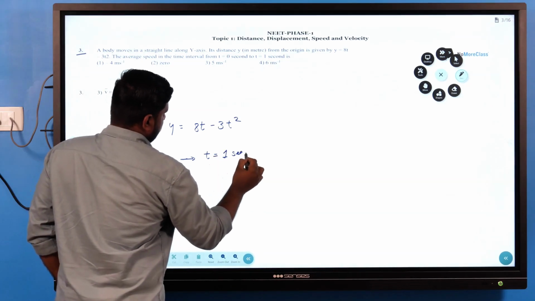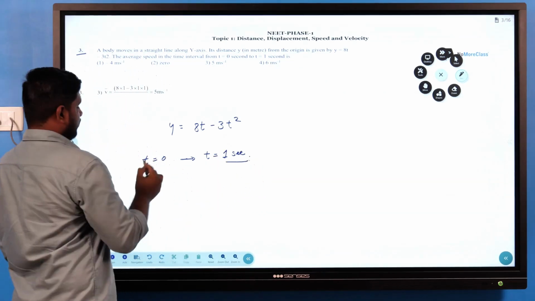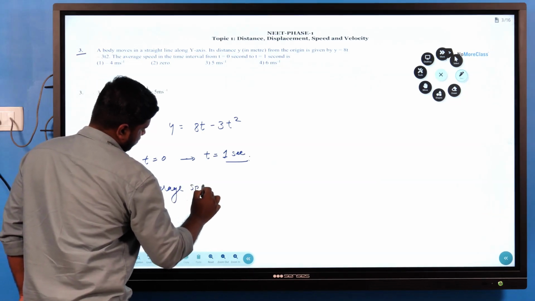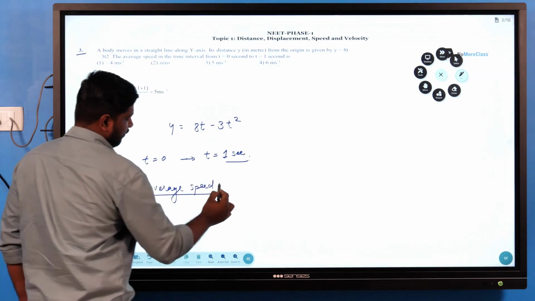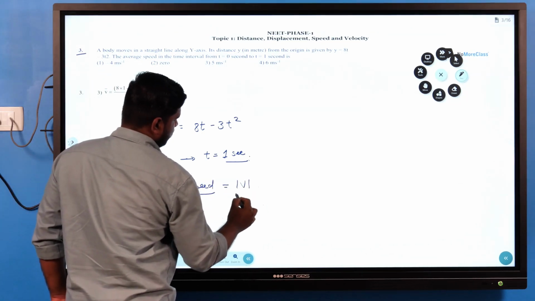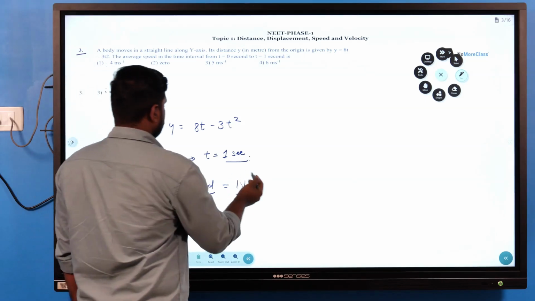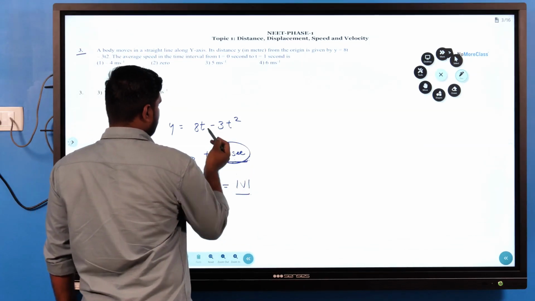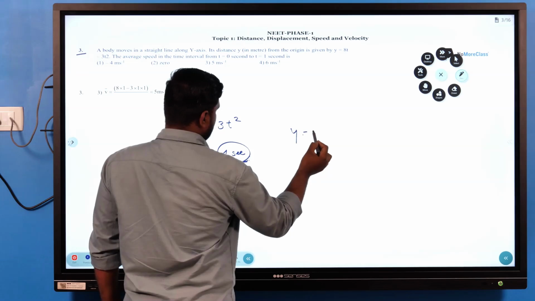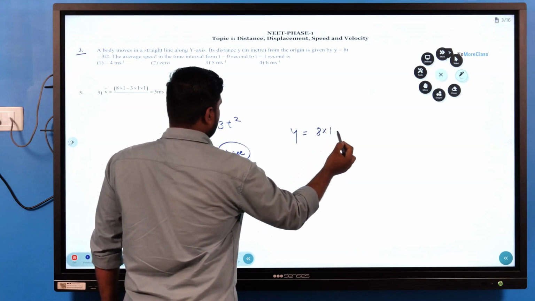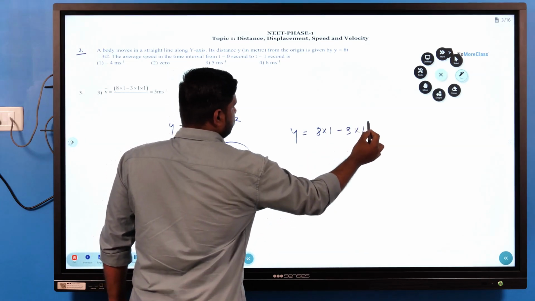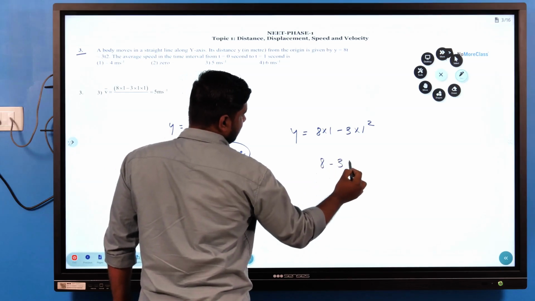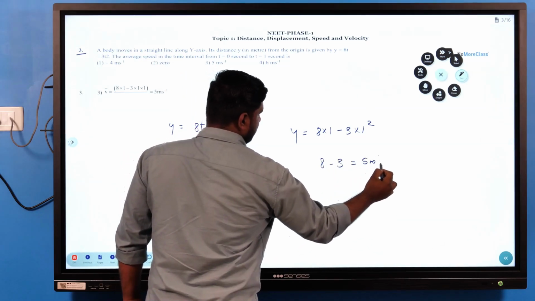We know that the average speed, actually the question is asking about average speed. So average speed is the mode of the velocity. Just putting the value of 1 into the time t, what we will get: y is equal to 8 into 1 minus 3 into 1 square, and the answer we got is 8 minus 3, that is 5 meter per second.